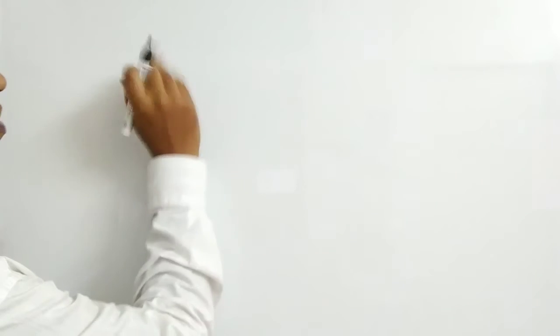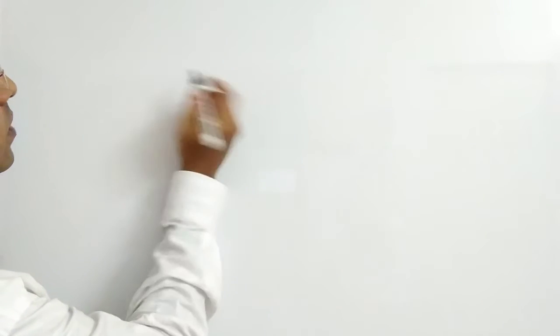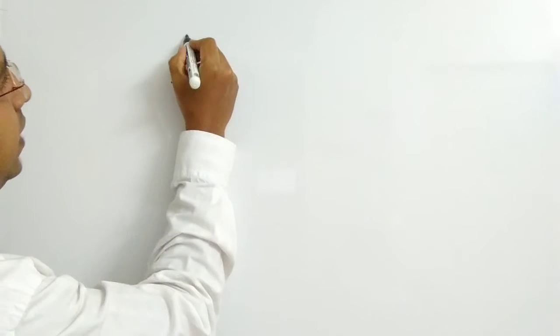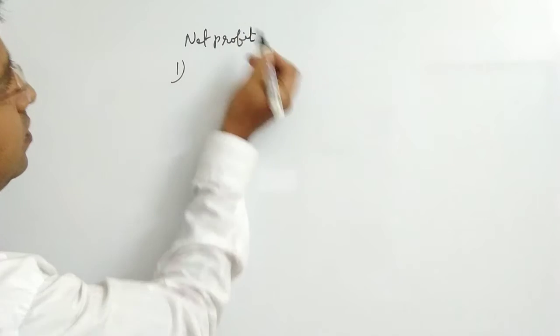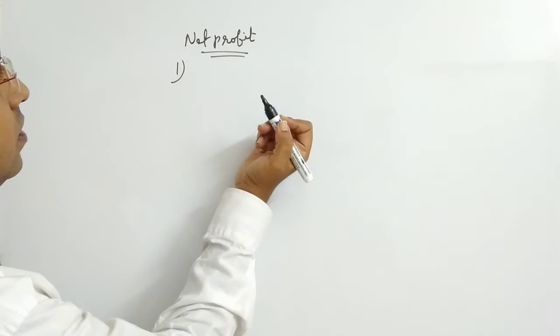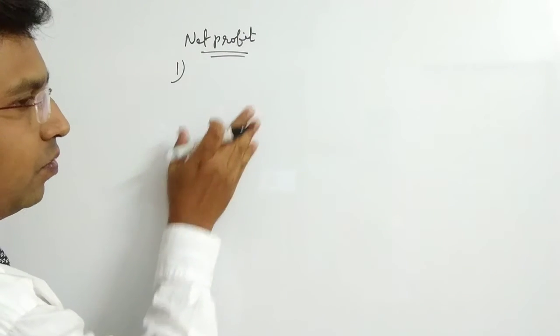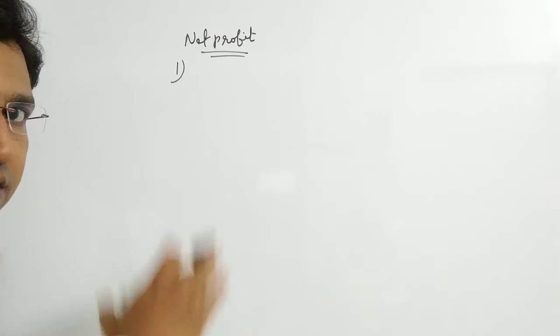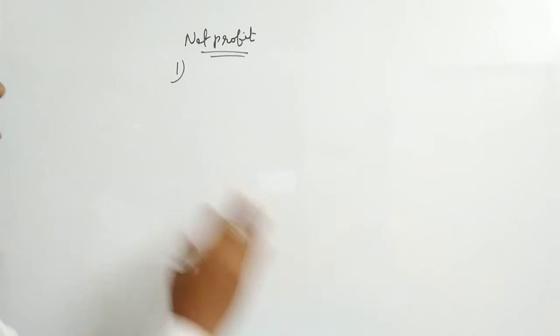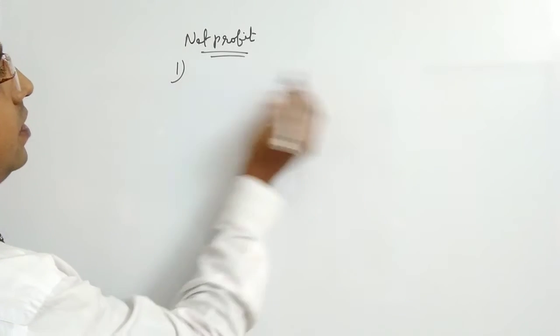Normally, there are two methods followed in order to convert the single entry system into the double entry system. The first one is in order to find the net profit, because this is the core motive, isn't it? In order to find the net profit only, we are converting the single entry accounting system into the double entry accounting system, isn't it? So net profit can be ascertained in the following ways.